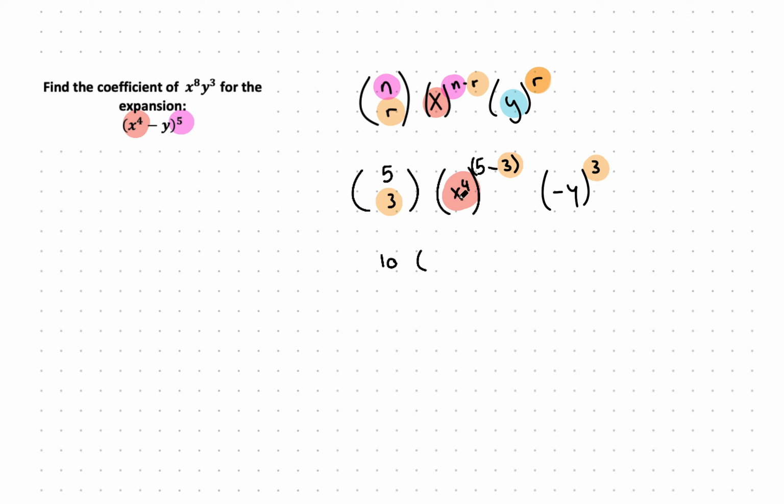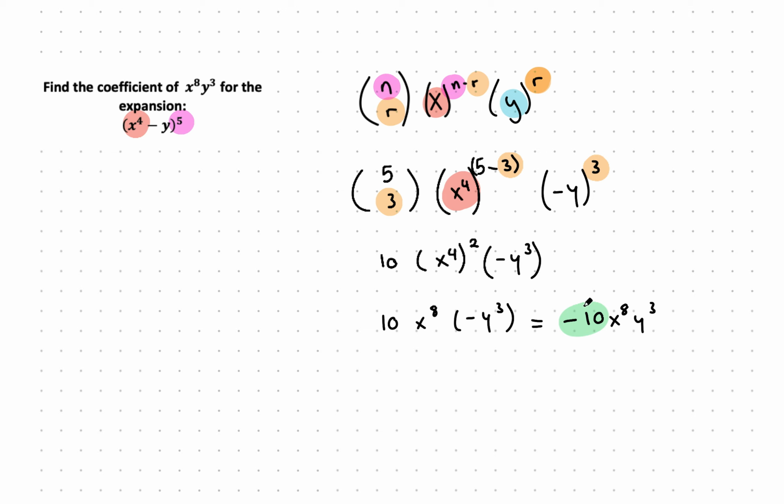Then I'm going to have x to the 4. I can just leave that as x to the 4 for a minute. 5 minus 3 is going to be 2. Then remember, if it's a negative and it's raised to the power of an odd number, it's going to be negative. So it's minus y cubed. Let's tidy this up even more. I'm going to have 10, x to the 4 to the 2, multiply them. We get x to the 8 multiplied by minus y cubed. Multiply all of that out and you're left with minus 10 x to the 8 y cubed. So our coefficient, the number in front of that, is going to be minus 10.